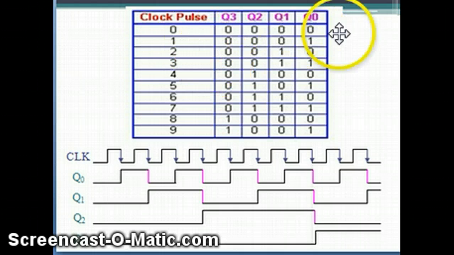This is the state table of the binary ripple counter. It goes from states 0000 to 1001.